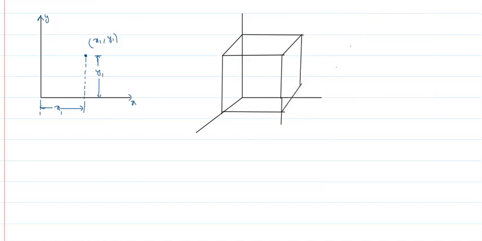Suppose some point is here. Suppose this is the x-axis, this is the y-axis, this is the z-axis. I want to locate this position. So I require three things: x1, y1 and z1. Correct?